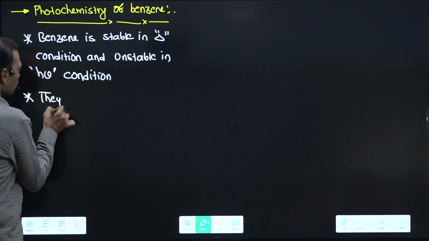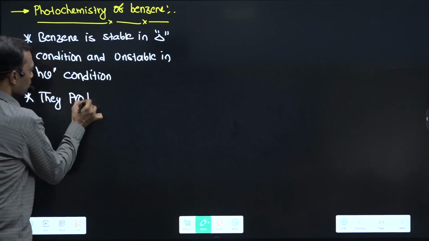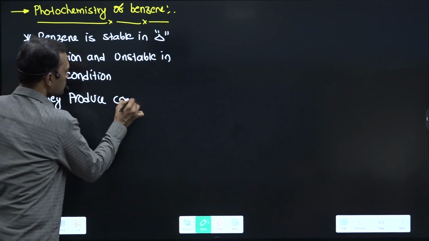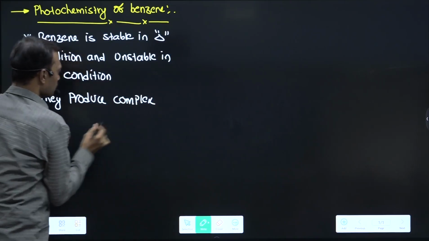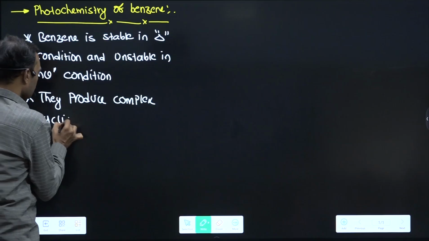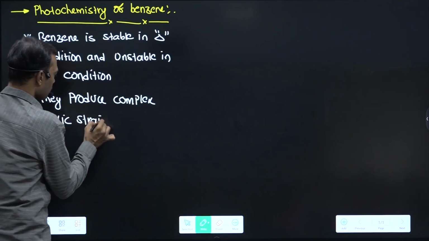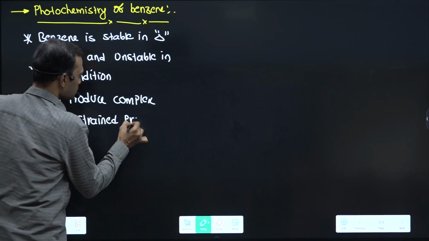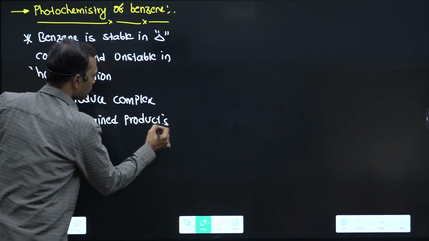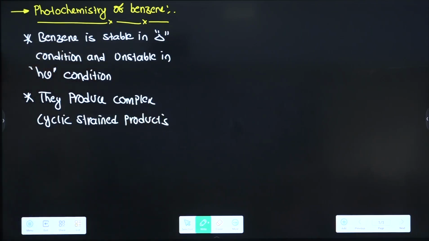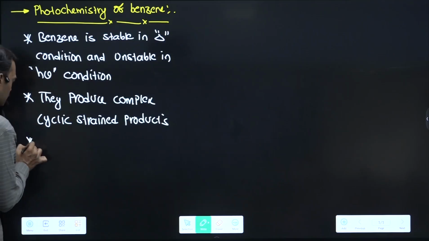Especially, if benzene is involved in photochemical reactions, it produces complex cyclic strained products. Complex cyclic strained products are obtained from benzene if it is involved in a reaction.